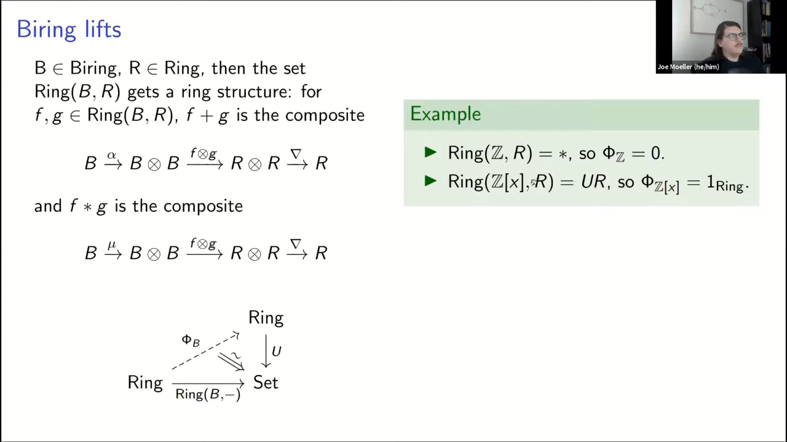But polynomials is more interesting. It's free on 1, and so the set of homomorphisms into a random ring R is going to be exactly the underlying set of that ring. And so the functor that lifts this representable is the identity functor on the category of rings.